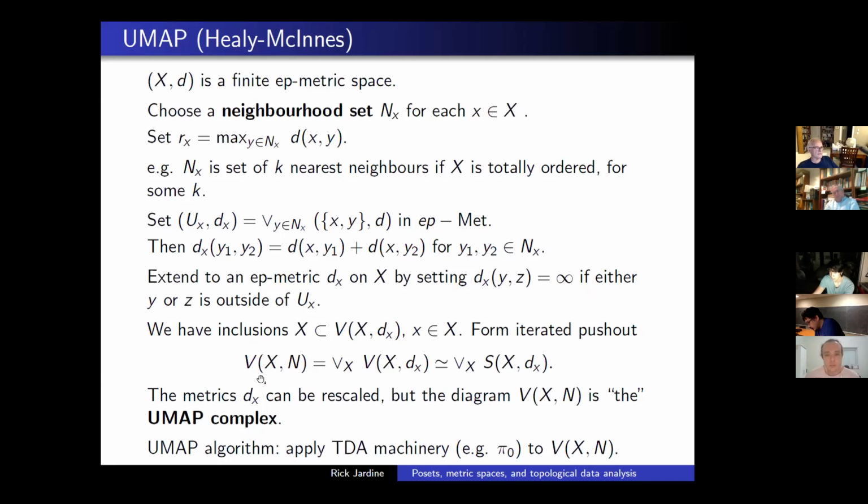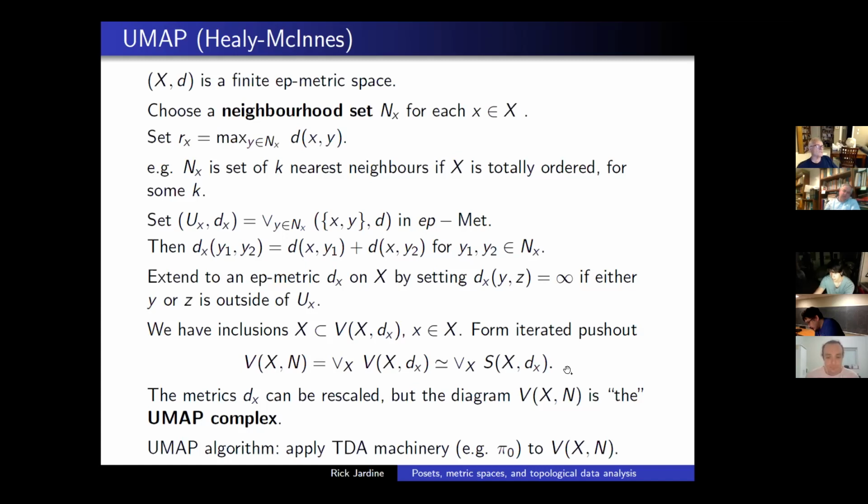And this diagram here, this system, is what I'm going to call the UMAP complex. This is the basis for the UMAP algorithm, the way it was implemented by Helium-McInnes. And the game here is to figure out what it was, first of all. I've done that. And the second part of the game is to figure out why it works so well. We're not quite there yet.